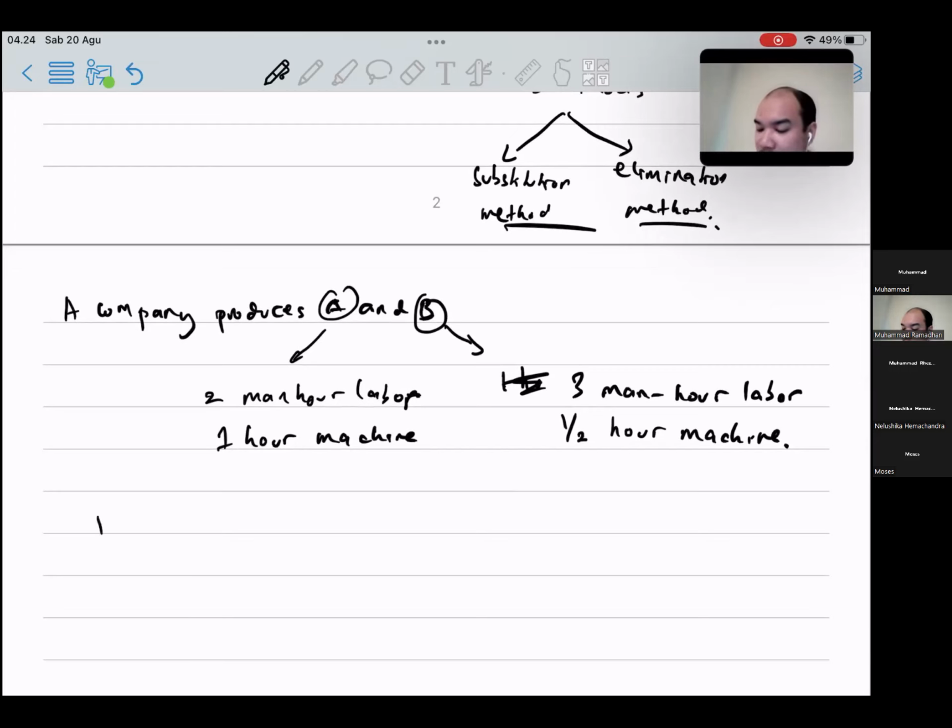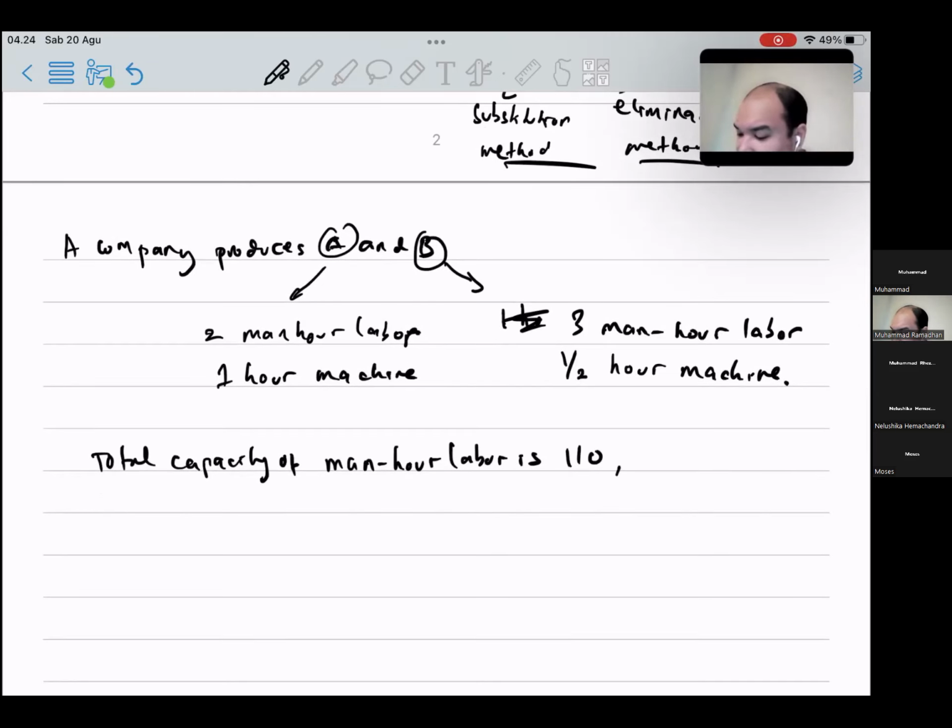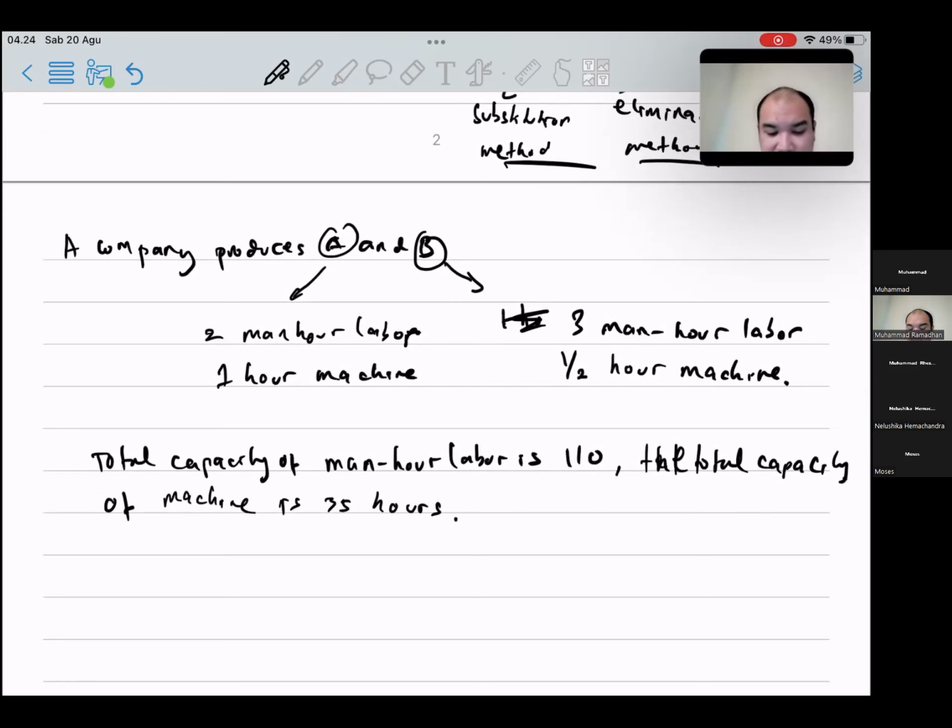Total capacity of man-hour labor is 110, and the total capacity of machine is 35 hours.